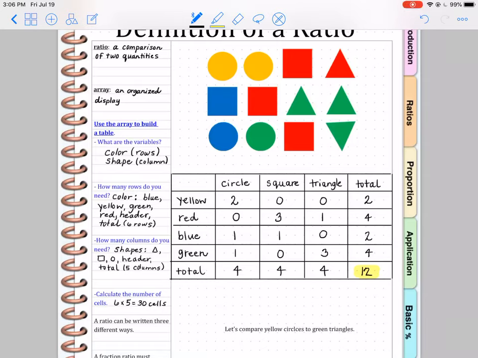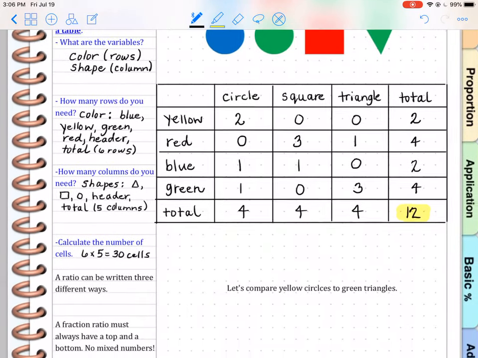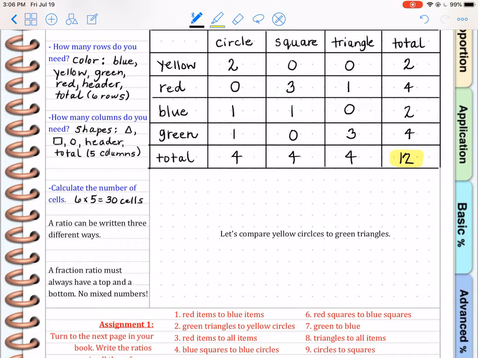Hello there. We are ready to pick up where we left off with this lovely table that describes the array of shapes that we have. The next thing I need to tell you is that a ratio can be written 3 different ways. And this is very, very important because different tests, different textbooks, different professors use different notation. So you need to know that there are 3 ways to write a ratio.